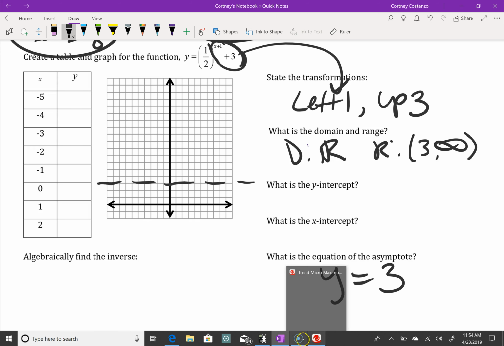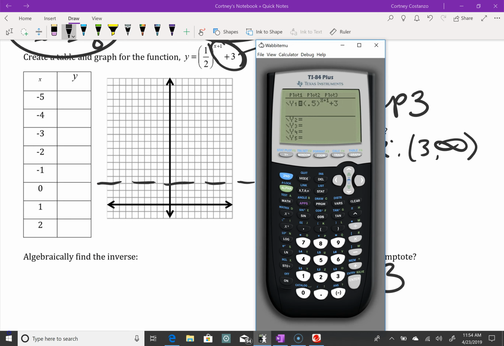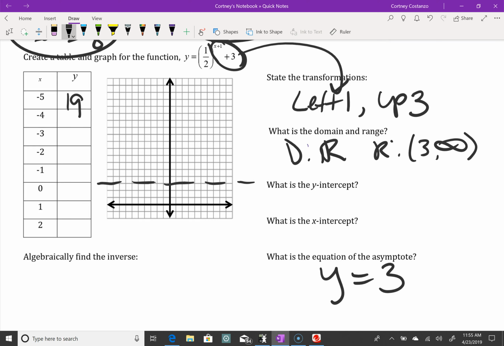And if I type this in my calculator, and I use 0.5 instead of 1/2, because if I use 1/2, my values in my table will come out to be fractions. And I think it's easier to graph when you have decimal values. So from -5 to +2, I'm going to fill in my chart here. And plot the points. And notice my y-intercept is 3.5. There will not be, so it does not exist, an x-intercept because we have an asymptote at 3.